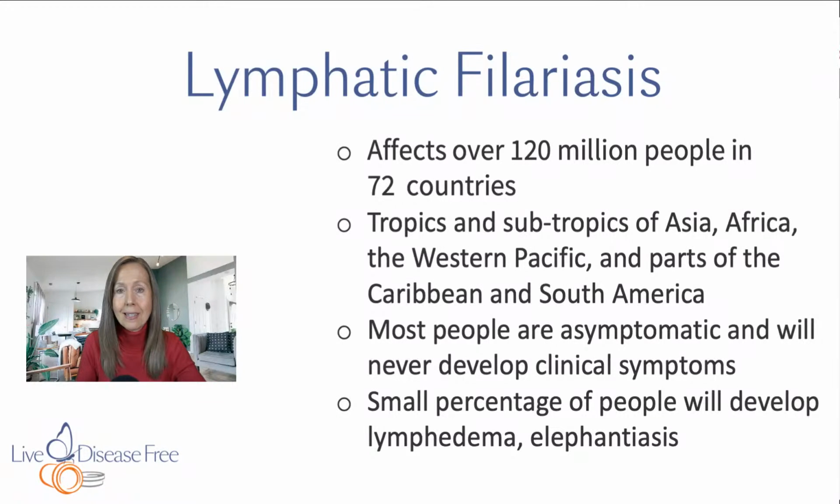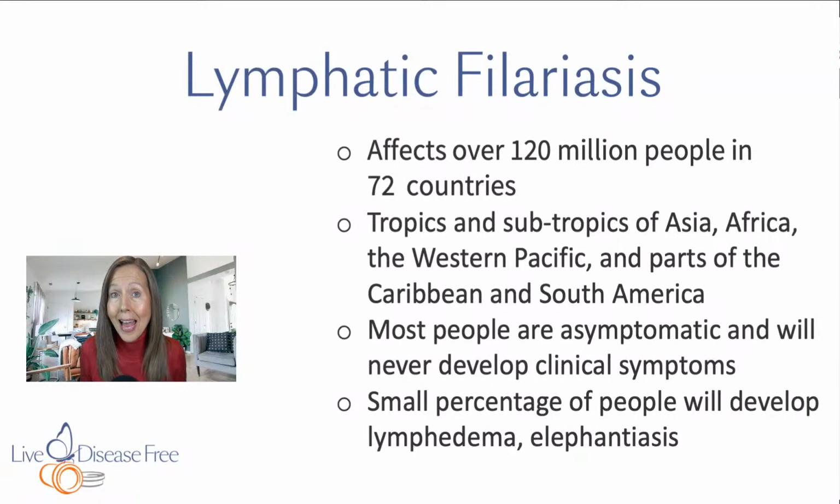Filariasis. There we go. There's some really good tongue twister words here. So with this type of worm, it infects many, many people, over 120 million people in 72 countries. So this worm is more common in the tropic and subtropic countries like Asia, Africa, West Pacific, etc., Caribbean, South America. Most of these people will be asymptomatic and they will never develop clinical symptoms.